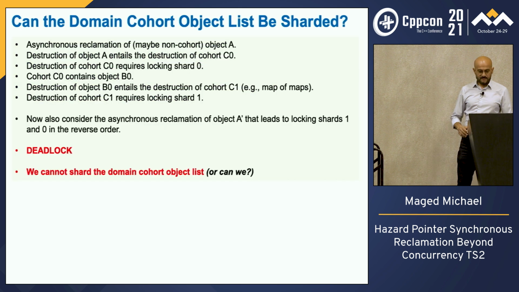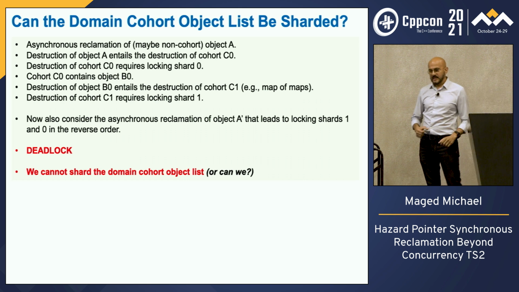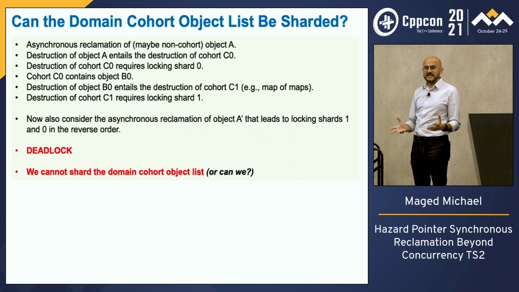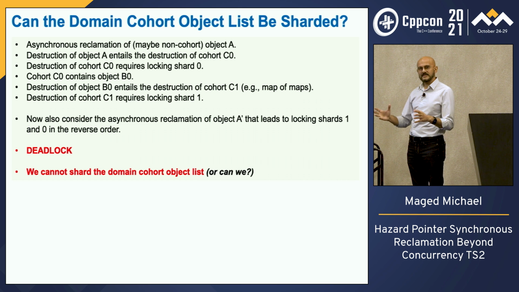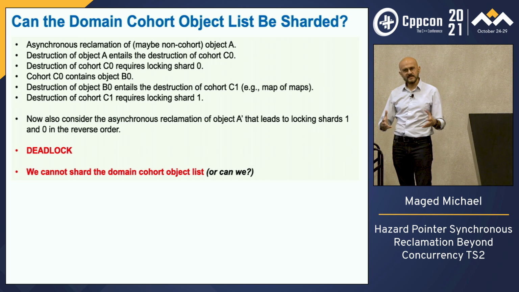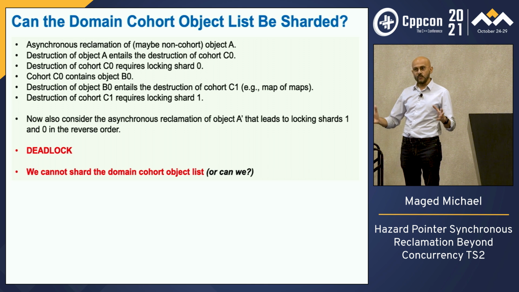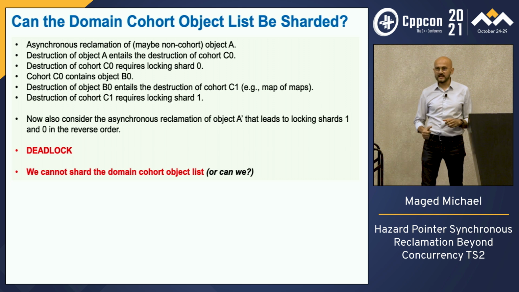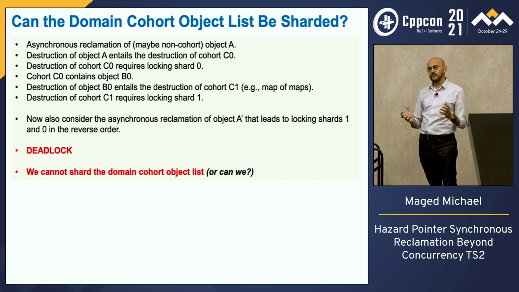Can the domain... now you're saying we're locking the list. It has a lock on it. Concurrent cohort destructors have to lock that list, so it sounds like a bottleneck. And actually, asynchronous reclamation is also holding that lock while it is reclaiming objects. So that sounds like a bottleneck. Why don't we shard that list?